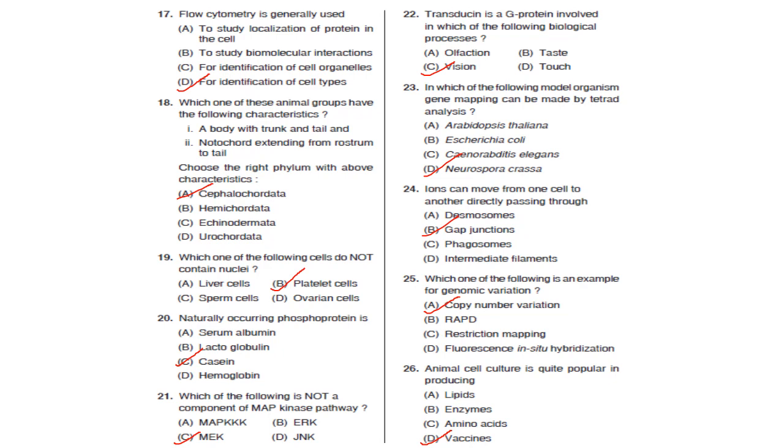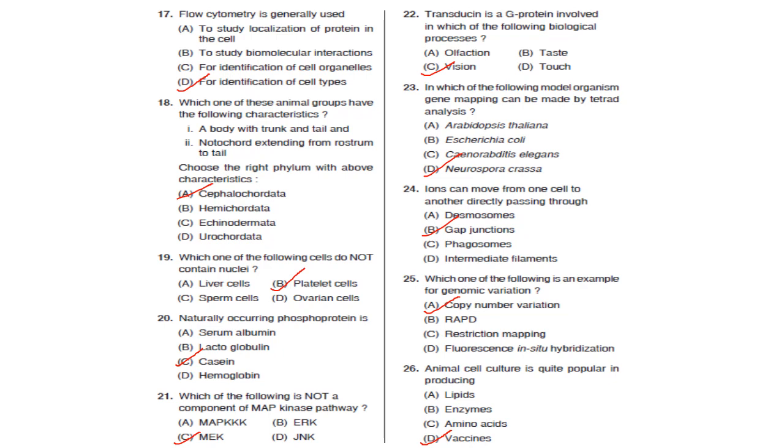Then transducin is a G protein involved in which of the following biological processes? It is involved in phototransduction, that is vision. Answer is option C. Then in which of the following model organisms gene mapping can be made by tetrad analysis? So tetrad analysis is well studied in Neurospora crassa. Answer is option D.